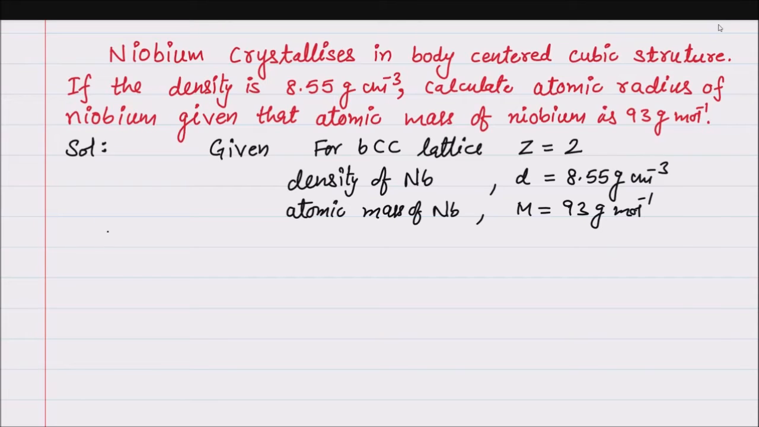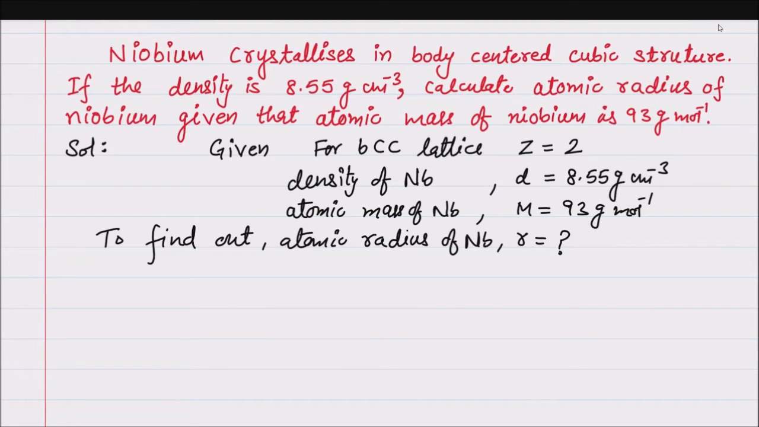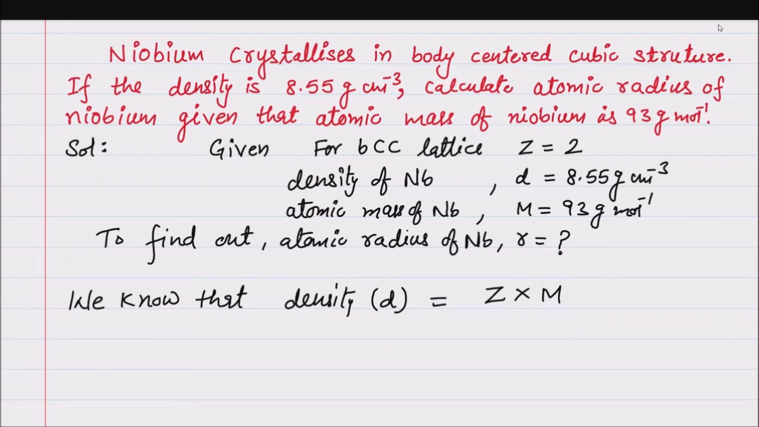Okay, now to find out atomic radius of niobium, that means R we have to calculate. Okay, now we know that density D is equal to Z into capital M divided by A cube into Na, right?